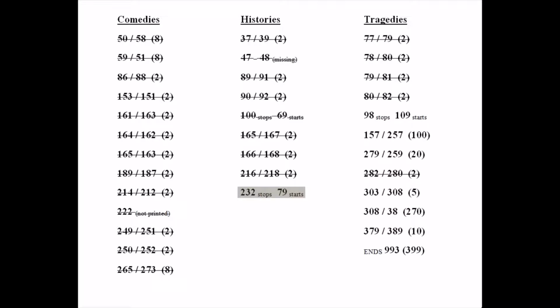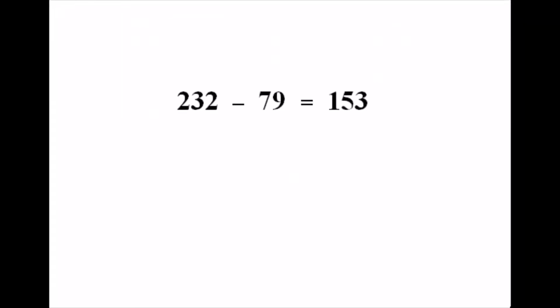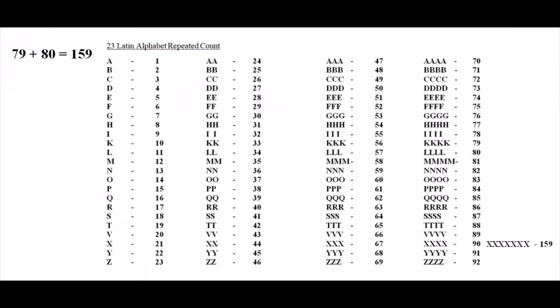Next, there's page 232, and a couple pages later, page 79. 232 minus 79 is 153, which is a number pertaining to Edward de Vere that Alexander Waugh explains in his video, John Dee's Secret Patron Revealed. I also talk about it in my video, Alpha and Omega. Now when the pages start again at 79, they go to 80 and then stop. 79 plus 80 is 159. You can see how if the numbers continue with the repeated count, 159 equals 7 X's or 7 crosses.